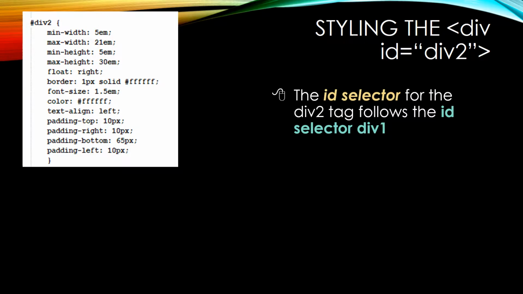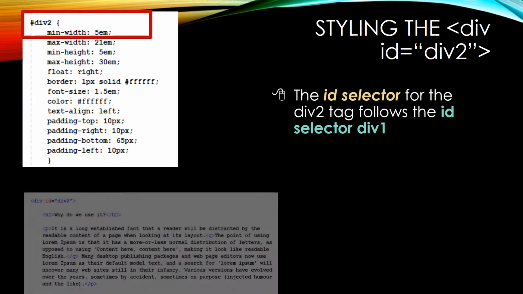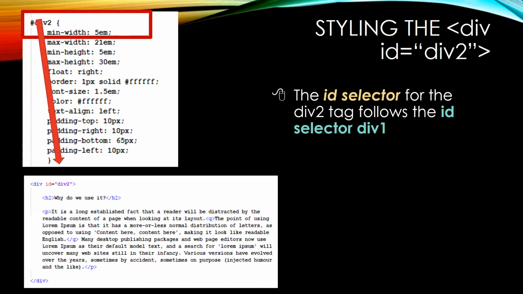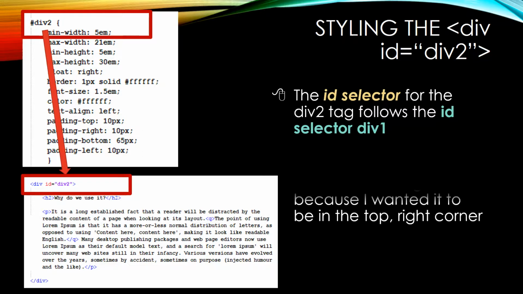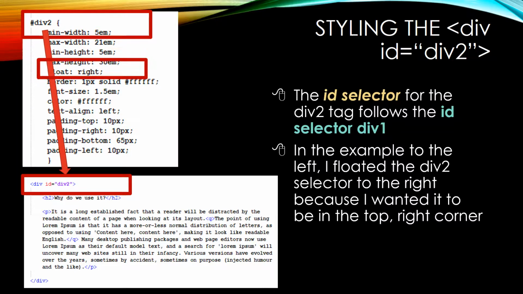Styling the div 2. The ID selector for the div 2 tag follows the ID selector for the div 1. Notice that both the names match, and the div 2 selector has a number sign in front of it. In the example to the left, I floated the div 2 selector to the right because I wanted that section to be in the top right corner.